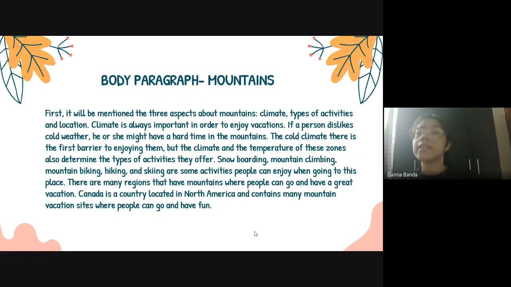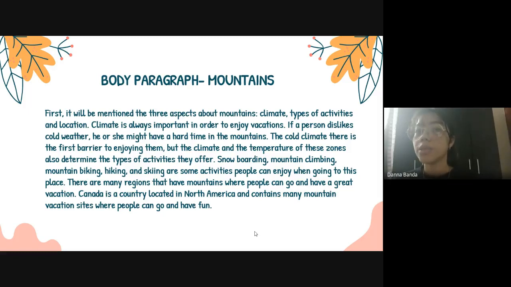Okay, the second paragraph is the body paragraph about the first subject, that is the mountains. Okay, we're going to read it. First, the 3 aspects about mountains will be mentioned: climate, type of activities, and location.